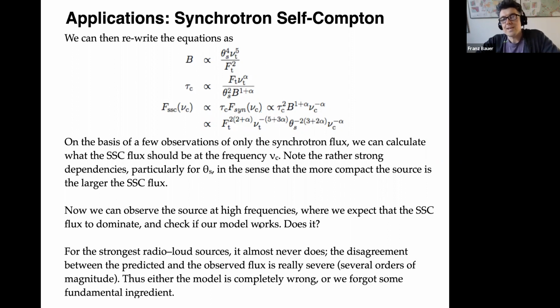Okay, so if we observe the higher frequencies, we can ask, do we expect the SSC signal to dominate? And we can check if this model works. And so we ask ourselves, does it? It turns out for the strongest radio sources, it doesn't work. There's a huge disagreement here between what's predicted and what's actually observed, by many orders of magnitude. And so what's wrong here? What have we missed that we didn't take into account?